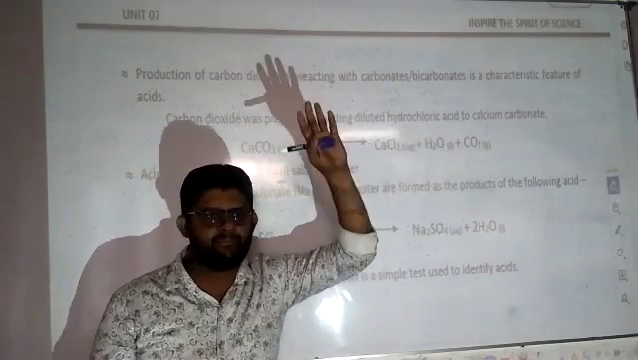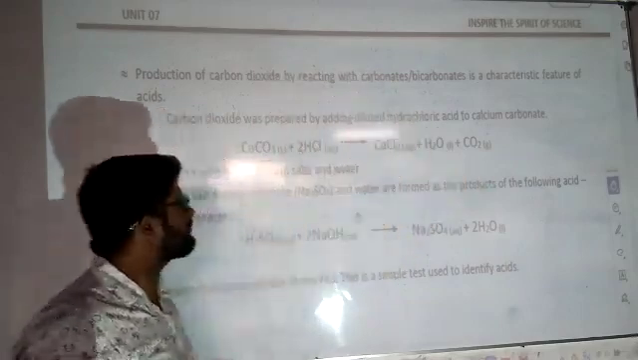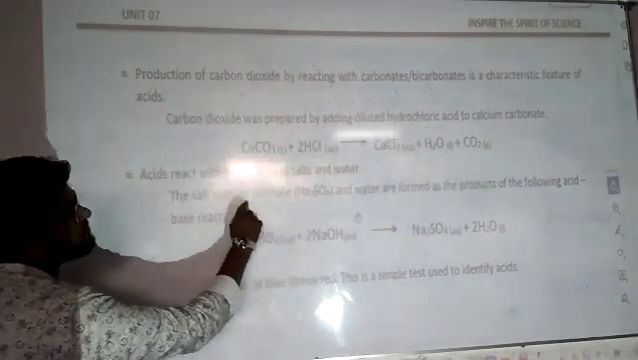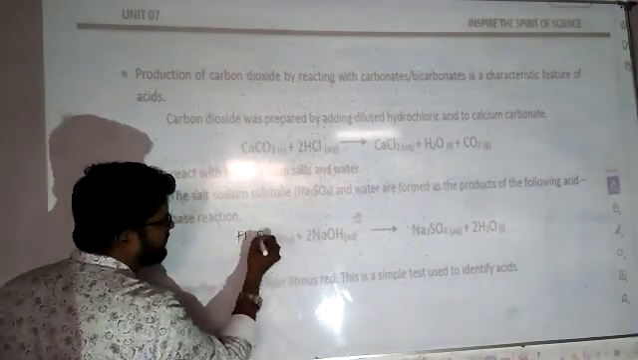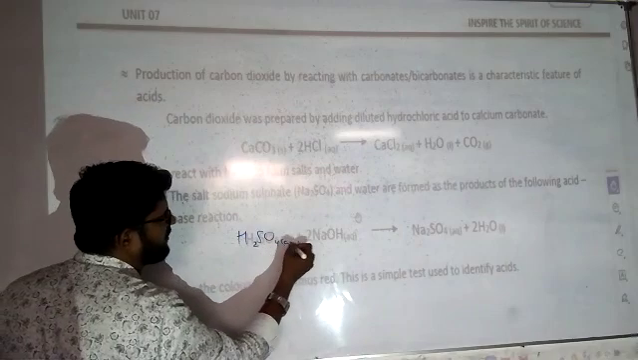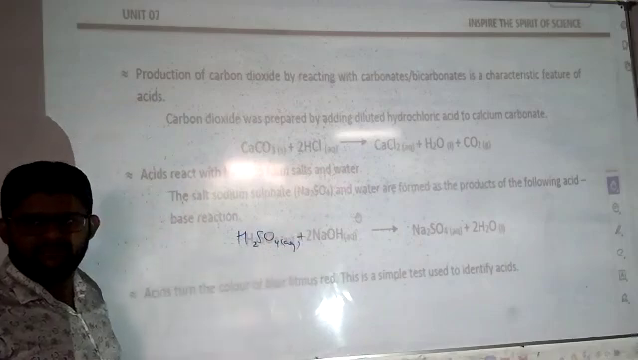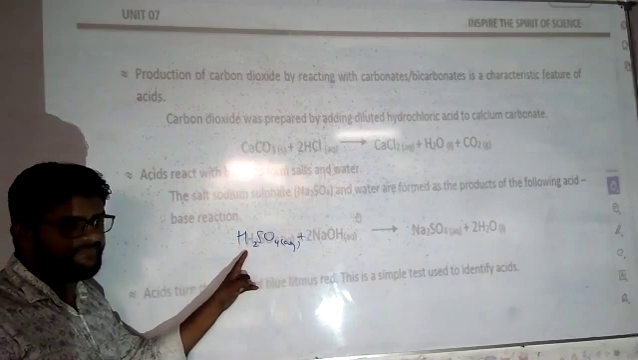Okay. Acid plus base gives you salt plus water. So accordingly, the salt sodium sulfate. You can see here, it is H2SO4. Tell me, is it an acid or a base? Acid. H plus is there, right?